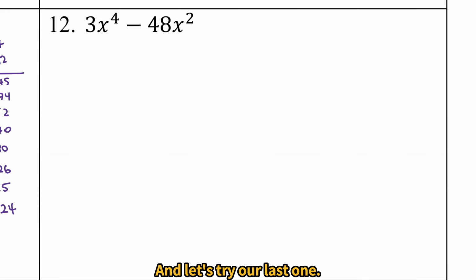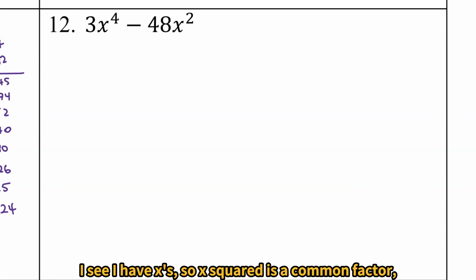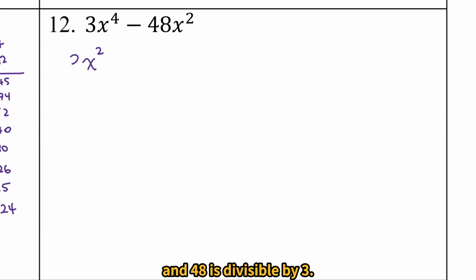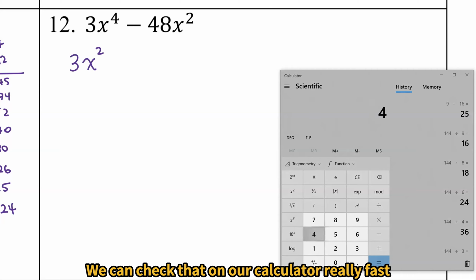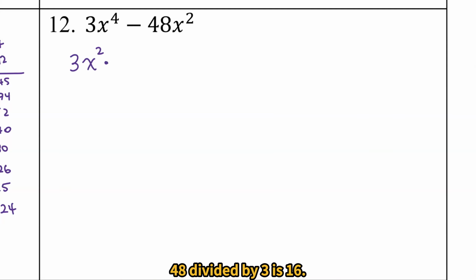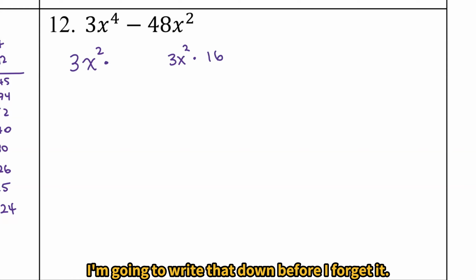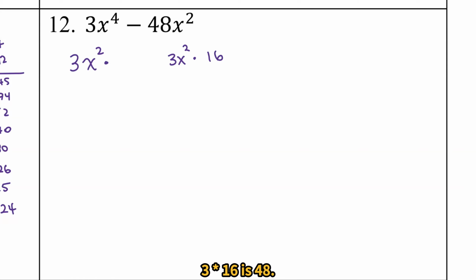Now let's try our last one. 3x to the fourth minus 48x squared. I see I have x's, so x squared is a common factor, and 48 is divisible by 3. We can check that on our calculator really fast. 48 divided by 3 is 16. So I'm going to write that down before I forget it. 3 times 16 is 48.